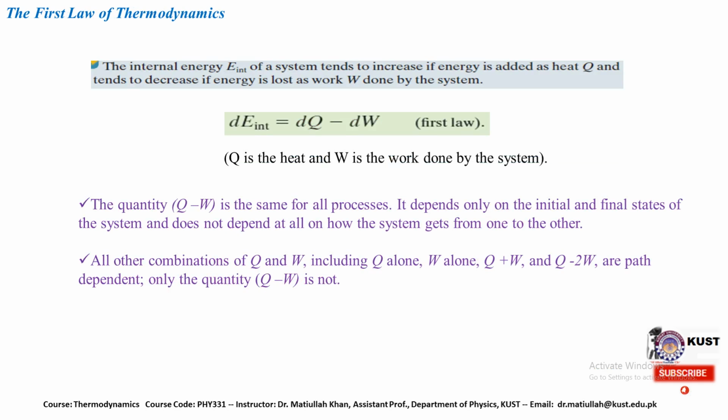The first law of thermodynamics gives us the concept of the internal energy of a system. It says that the internal energy of a system tends to increase if energy is added in the amount of Q, and it decreases if energy is lost by doing some work. So the change in internal energy is equal to dQ minus dW. This is called the first law of thermodynamics. The Q minus W is the same for all processes, so we have different combinations of Q and W.